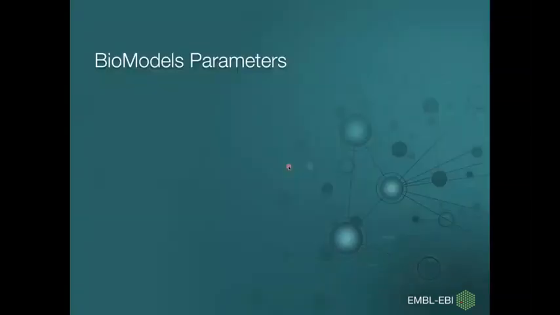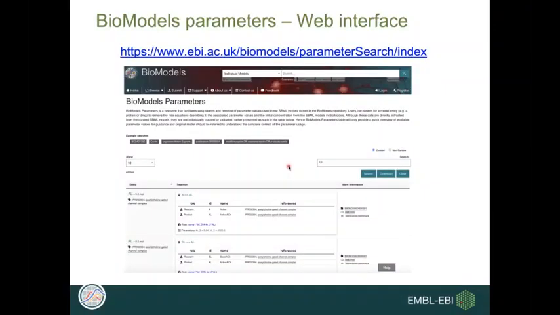So now that we have all these models, some of the users didn't want to search models, but they want to search the parts of the model, the components of the model directly. So we built a new service called BioModels Parameters, because we have all these models in standard SBML format, machine readable format, which we can rip these models apart and take all tiny parts, put them together in a database where users can search and find the parts.